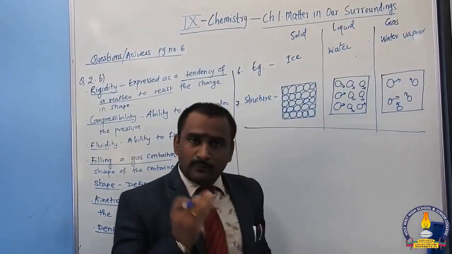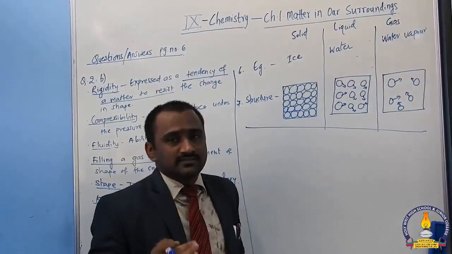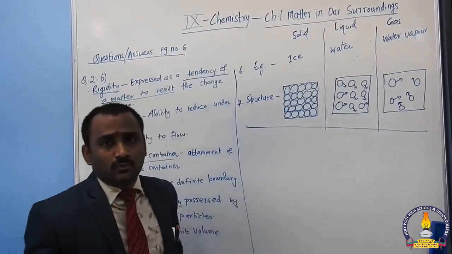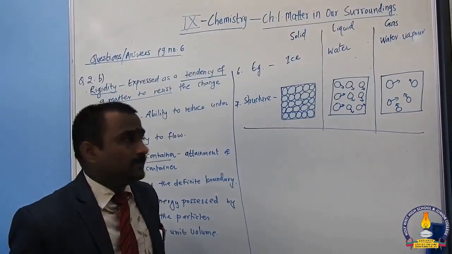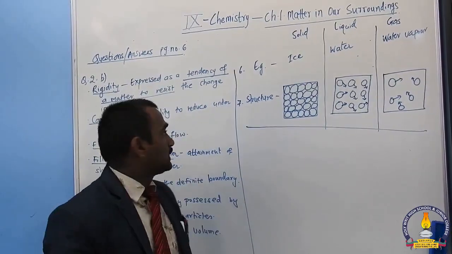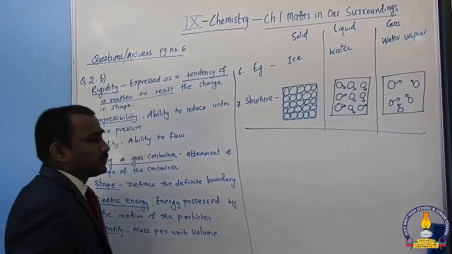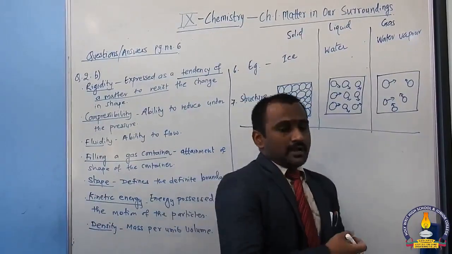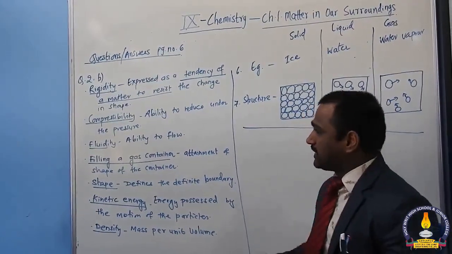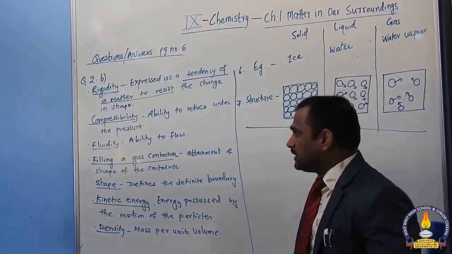It increases from solids to liquids to gases. Means solids will have the least compressibility, liquids will have more compressibility, and gases will have the most compressibility. Now we will come to the next point, that is fluidity. While explaining states of matter, we have explained this thing, fluidity.